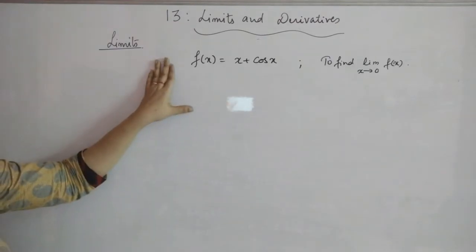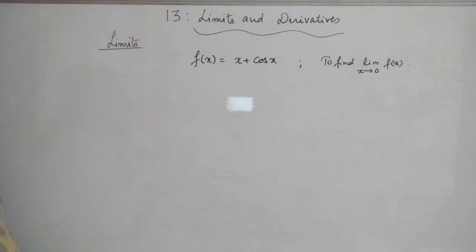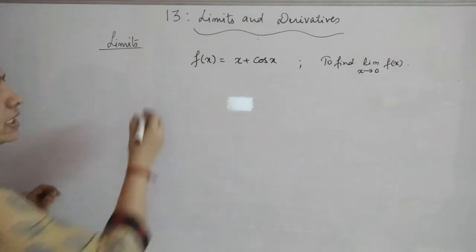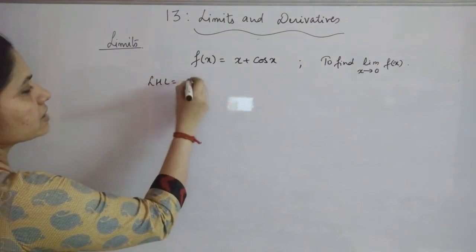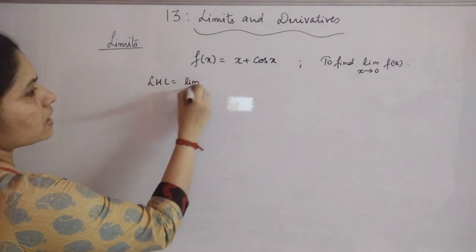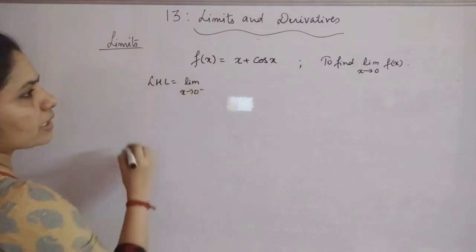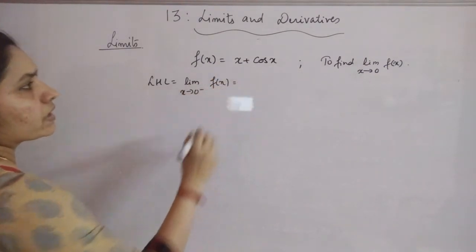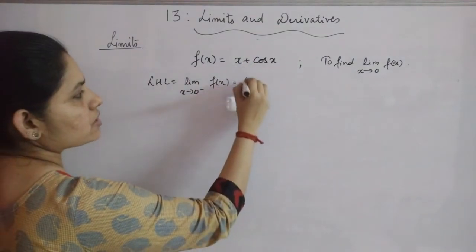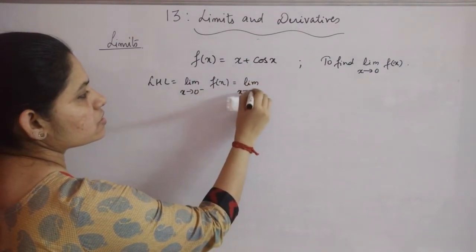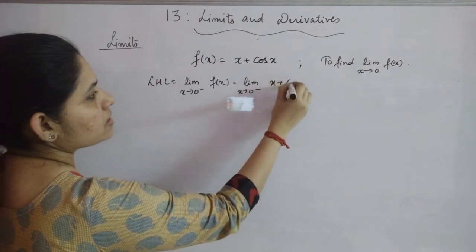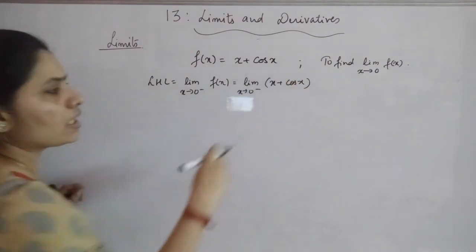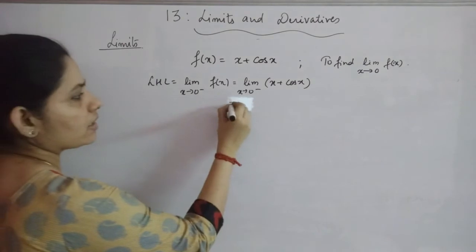Considering another function f of x equal to x plus cos x, and we are here to find out limit x tends to 0 f of x. Okay, so let's start with left hand limit, which is limit x tends to 0 minus, here you have 0, so it is 0 minus f of x. Replacing f of x with x plus cos x, you will get limit x tends to 0 minus x plus cos x. Now using the concept of h, what we can write?